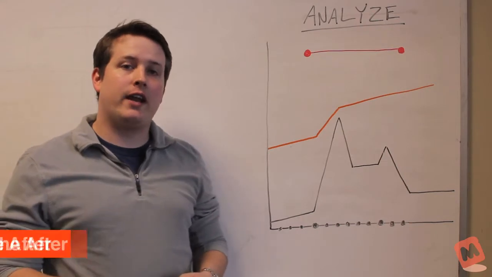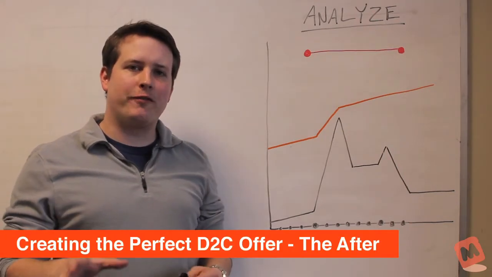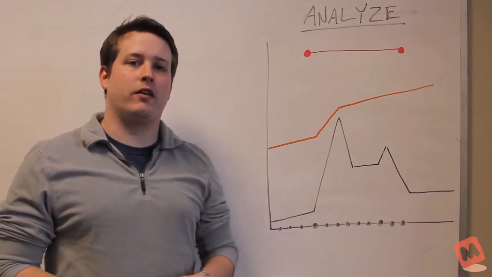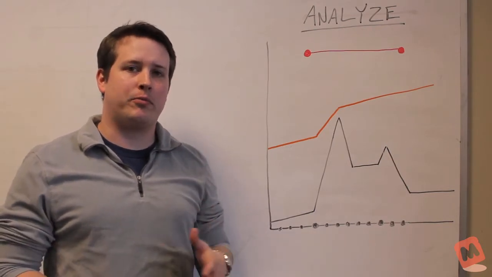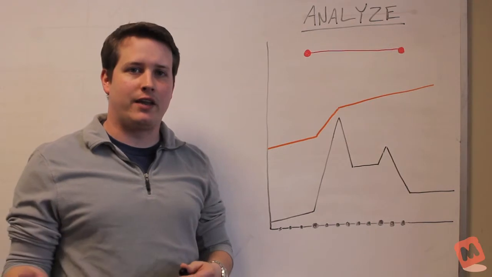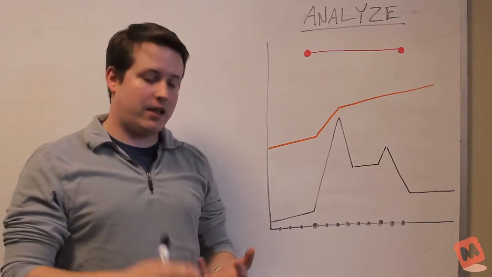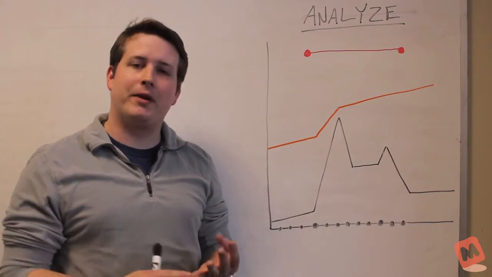This is part 3 in a 3-part series on how to create the perfect D2C offer for your fans. We actually went over the first 4 parts of what we call SCUDA, which is a repeatable process that you can use in creating these campaigns. We went over the scheduling, the creating, the communication, and the distributing of the offer.